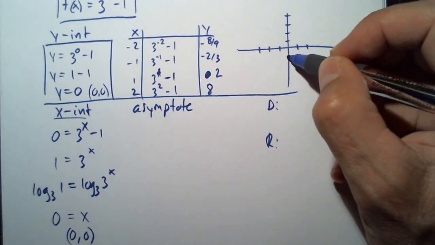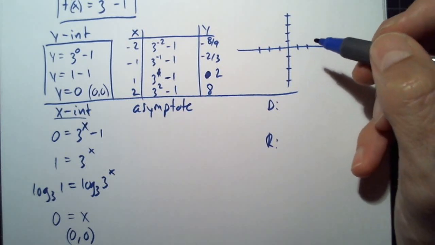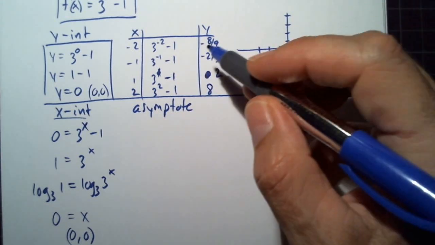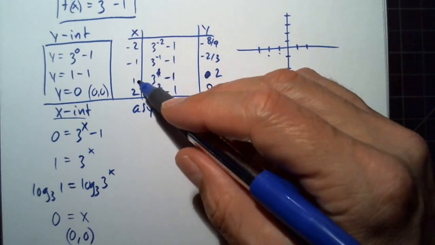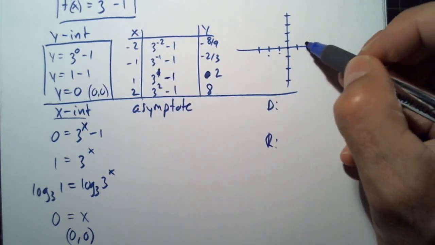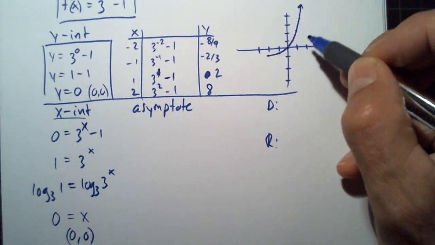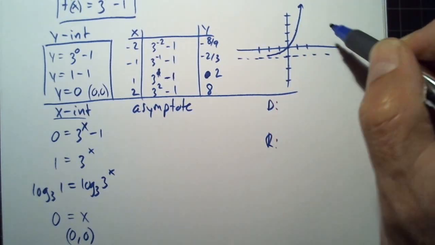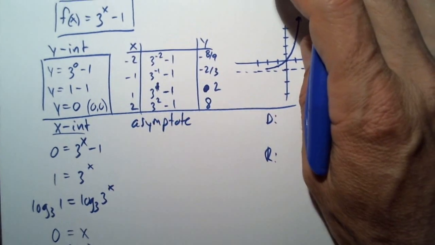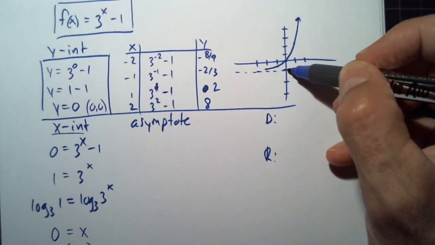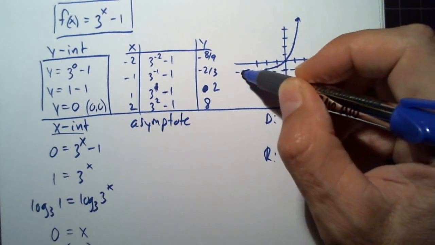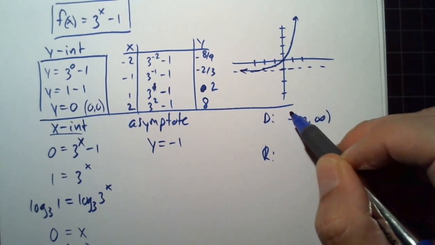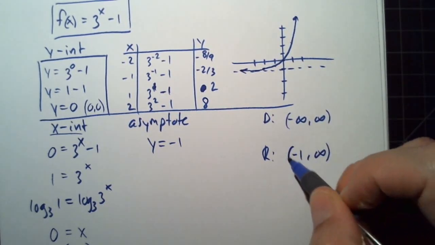Negative 2 goes almost to negative 1. Negative 1, a little higher. At 0, we're at 0. And 1 goes to 2. And there's the asymptote. The asymptote of the parent function started at the x-axis, and here we have a vertical translation. So we know the new asymptote is at negative 1, and that helps you graph it more accurately if you know where the asymptote is. So that's at y equals negative 1. The domain is all real numbers, and the range starts at negative 1 and goes to infinity.